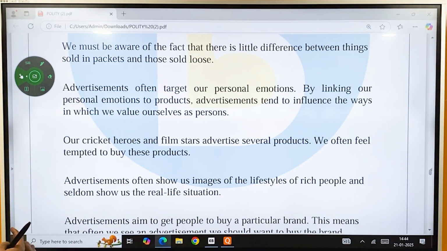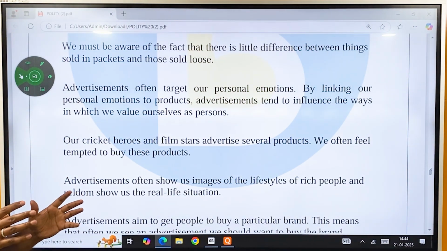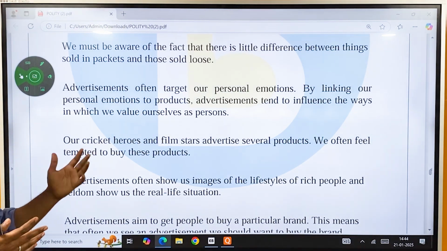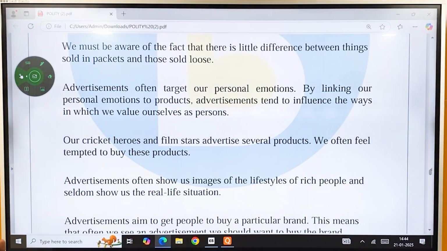Advertisements often target our personal emotions. By linking our personal emotions to products, advertisements tend to influence the ways in which we value ourselves as persons. Okay, if the value we place on ourselves or the emotions we carry is closer to a particular product, we tend to buy that particular product. Okay, these emotions are what industries and manufacturers try to exploit.